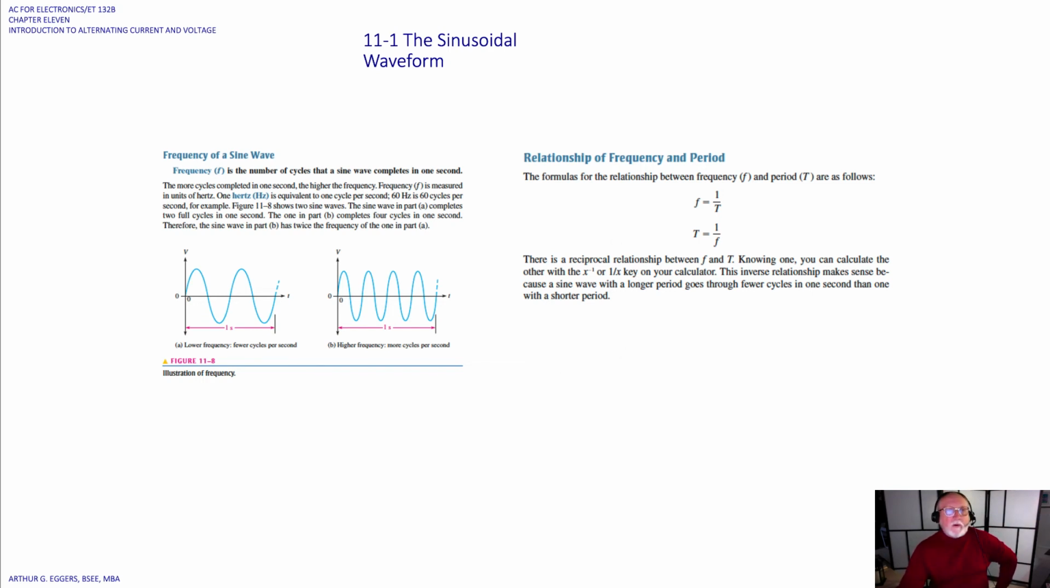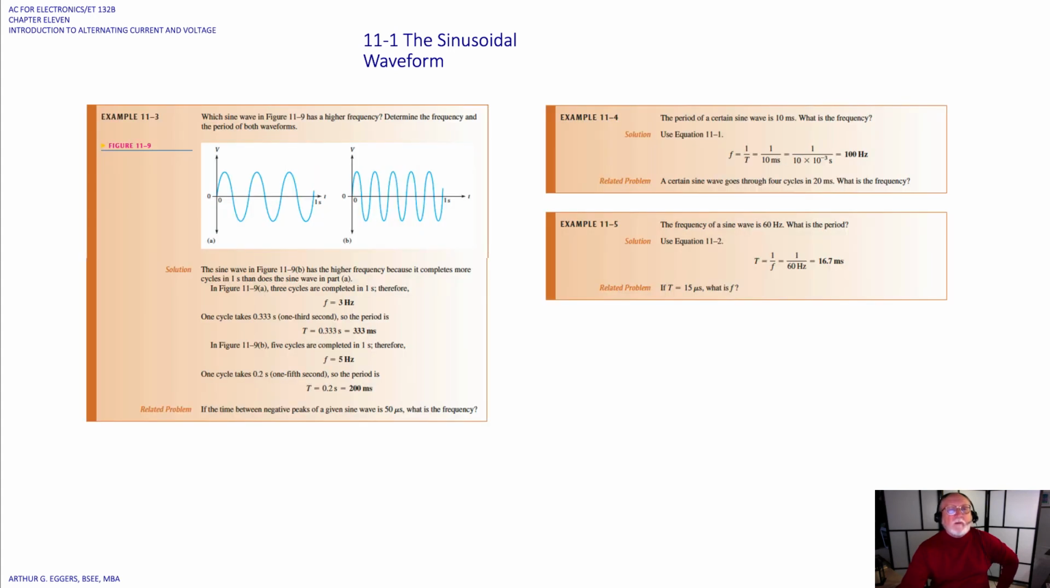Okay, so now we've got our reciprocal relationships between time and frequency. Let's look at a quick example here before we cut this video short. Which sine wave has a higher frequency? Determine the frequency and the period for both waveforms. So you can kind of look at this real quick and eyeball it, and you can see that there are more cycles happening on the right than there are on the left.